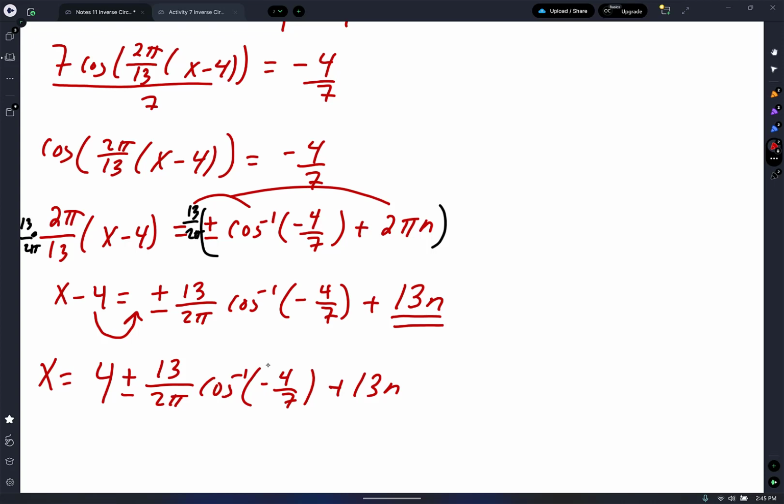Just put the 4 in front of the plus minus. When you move it to the other side, it turns positive. If it was positive, then it would have turned negative. Are we okay? Okay, so check this out.